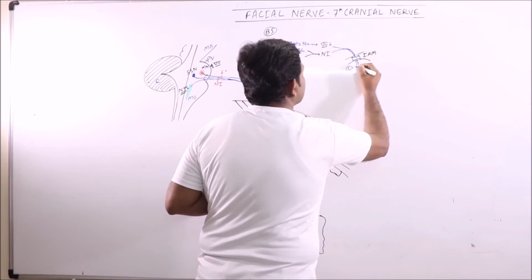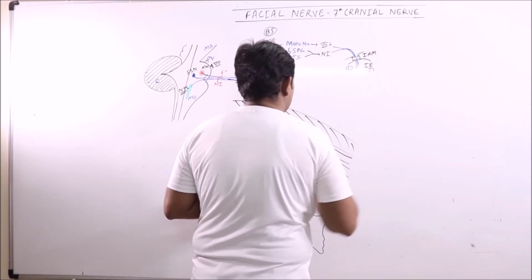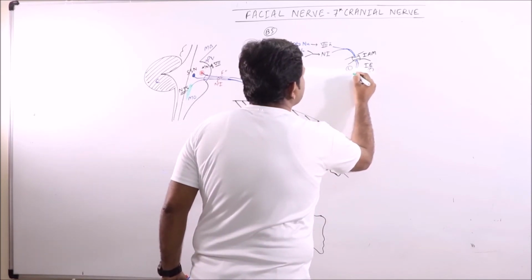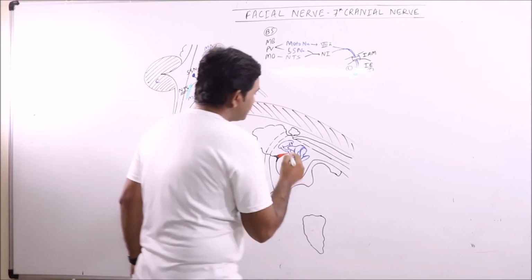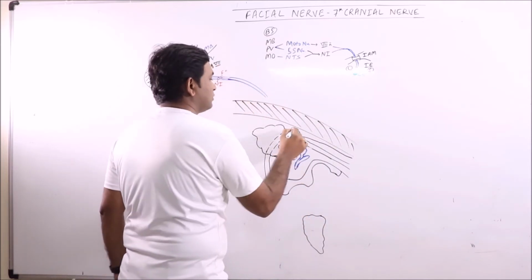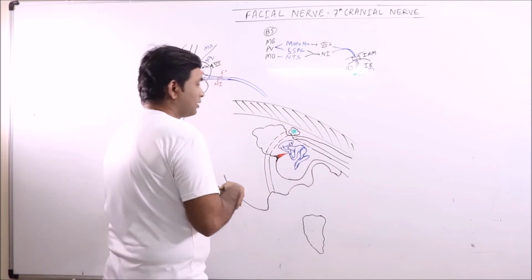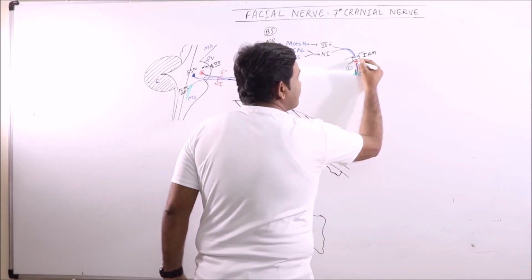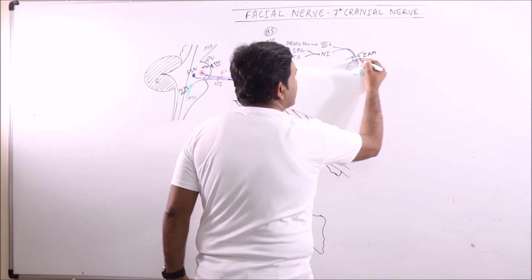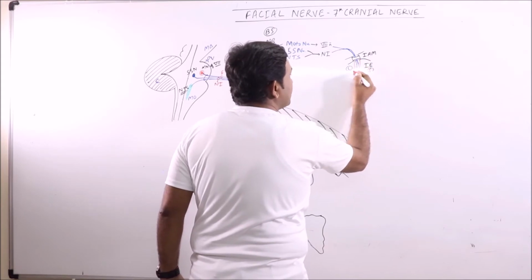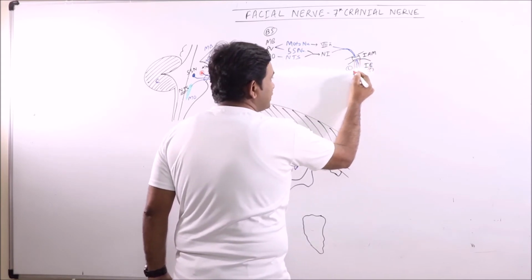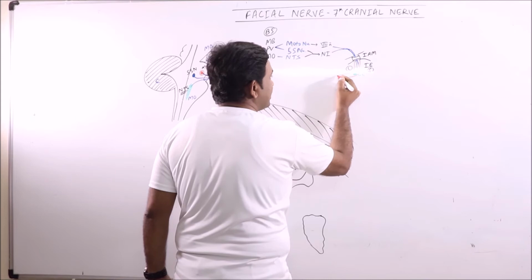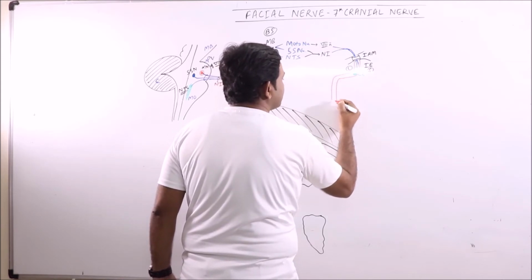So these fibers which are running together will end at the geniculate ganglia. This is geniculate ganglia. Here is geniculate ganglia. So it's important to note that after exiting from internal auditory meatus, they are traveling in a bony canal known as facial canal. Now facial canal is just like this. It will take an acute turn posteriorly from geniculate ganglia and then inferiorly.